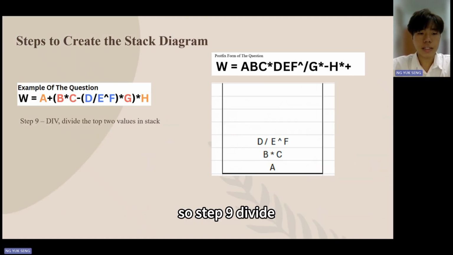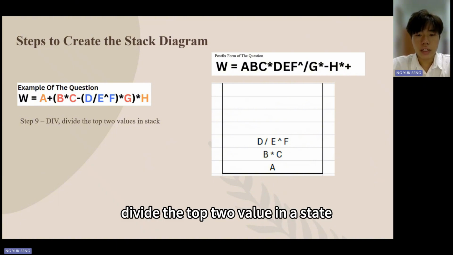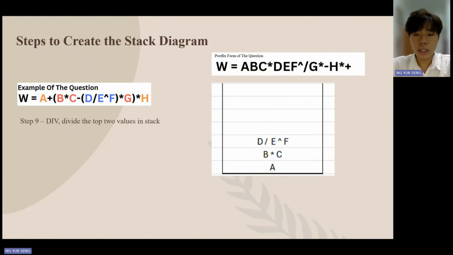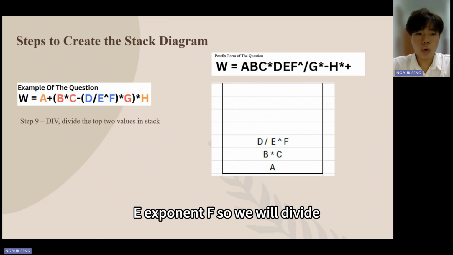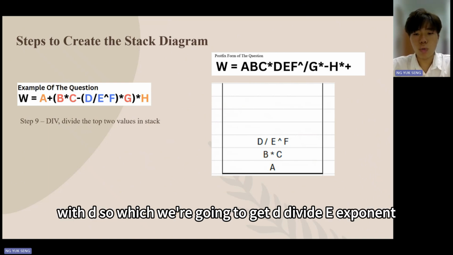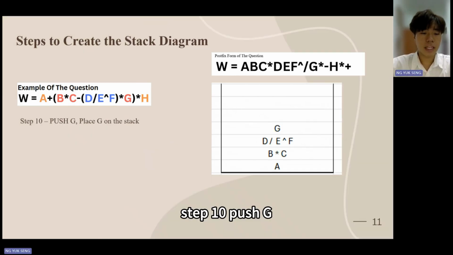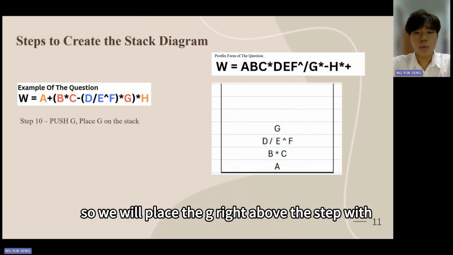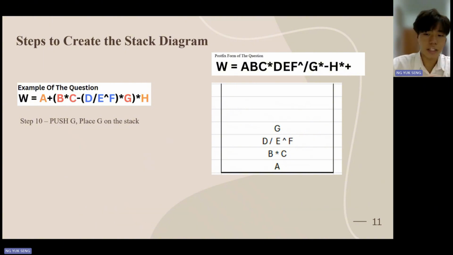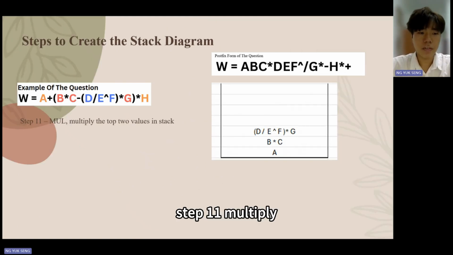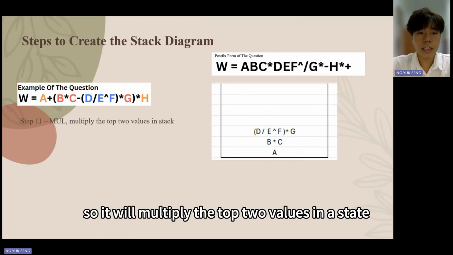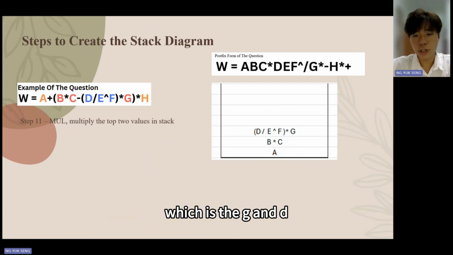Step 9, divide. Divide the top two values in the stack. Just now we got E exponent F, so we will divide D by it, and we get D divide E exponent F. Step 10, push G. We place the G right above the result we have just divided. Step 11, multiply. It will multiply the top two values in the stack, which are G and D divide E exponent F.